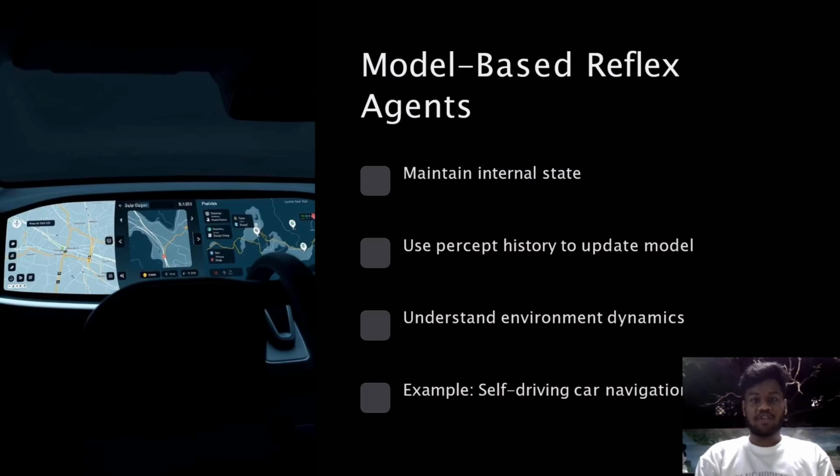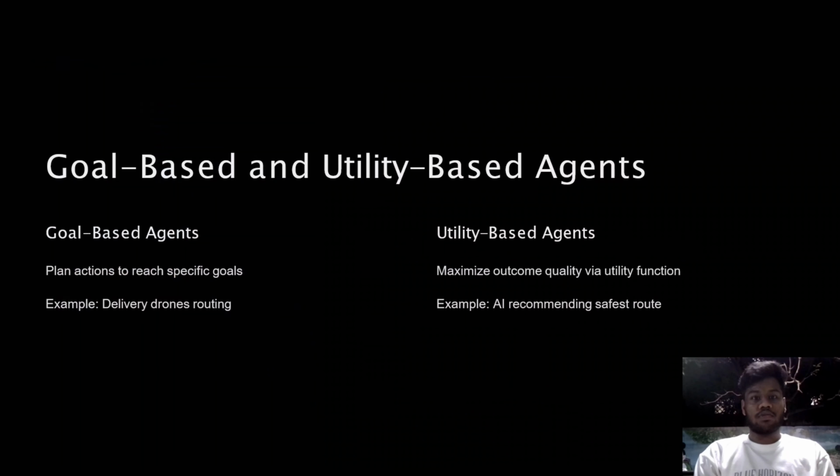A model-based reflex agent maintains an internal model of the world to keep track of aspects not visible in the current percept. It can handle partially observable environments. It uses both the current percept and the stored model to decide actions. Example: a robot vacuum cleaner that remembers the layout of the room.